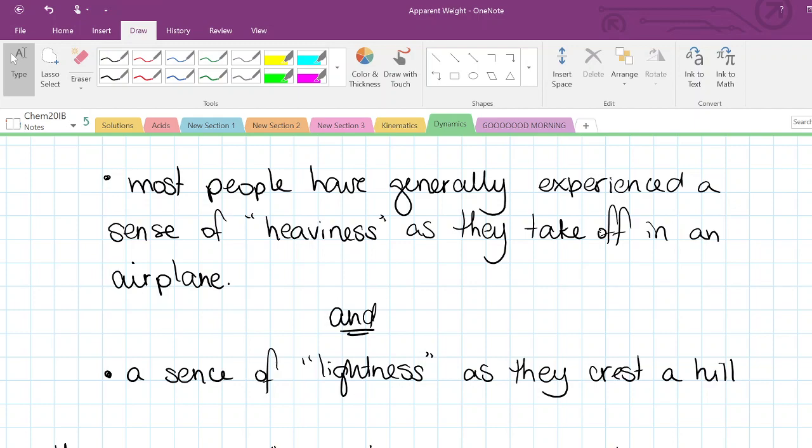Whereas true weight won't change, because the true weight is the mass of the object times the gravitational acceleration. And that mass of the object won't change readily. Your mass is your mass, right?